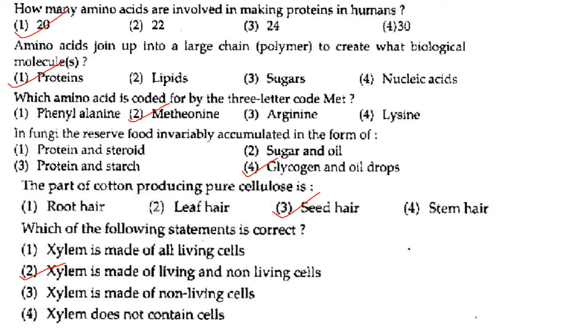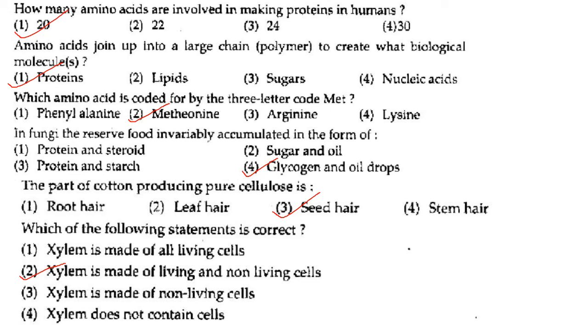Answer is option 4, glycogen and oil drops. Next one. The part of cotton producing pure cellulose is: option 1, root hair; 2, leaf hair; 3, seed hair; 4, stem hair. Answer is option 3, seed hair.